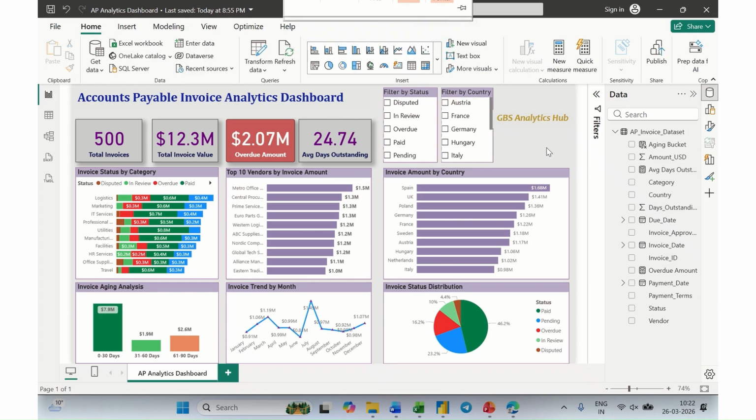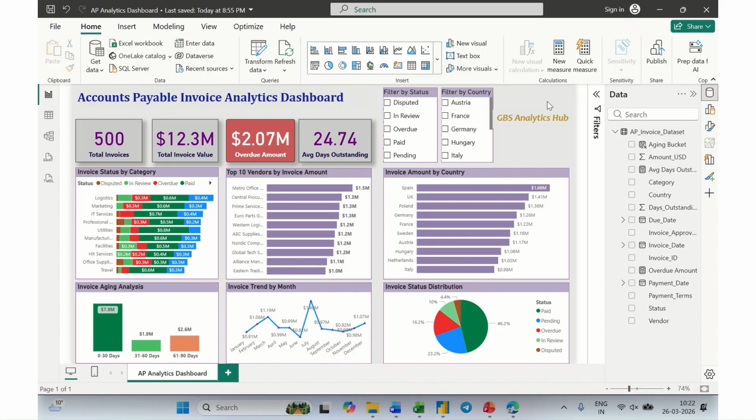In the previous video we covered the foundations of accounts payable and the purchase to pay process, the key concepts, terms and challenges every GBS professional needs to know. In this video we bring all of that to life. We are going to walk through a complete accounts payable invoice analytics dashboard built entirely in Power BI, using real invoice data covering 500 transactions across 10 European countries.